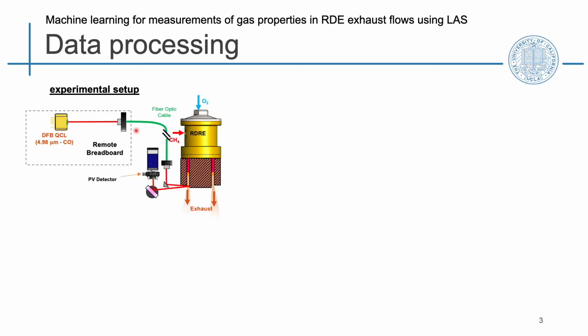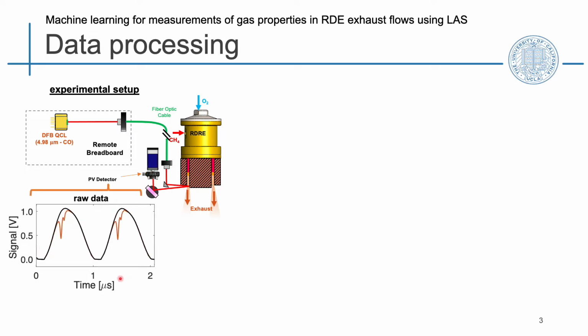Laser light is sent through a fiber optic cable towards the exhaust plane of a rotating detonation engine, where the light is sent through the gas and back to a detector. We can see some of the signals from this detector. In black, we have the signal on the detector before gas is present in the laser beam path. And in orange, we can see the light signal once gas is present and absorbing certain wavelengths of light.